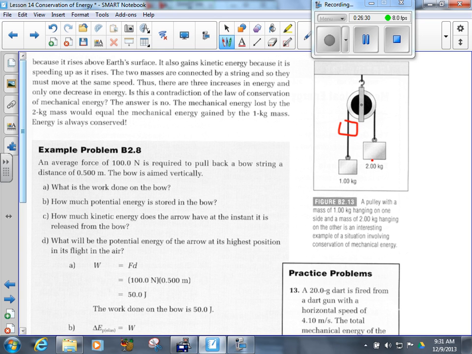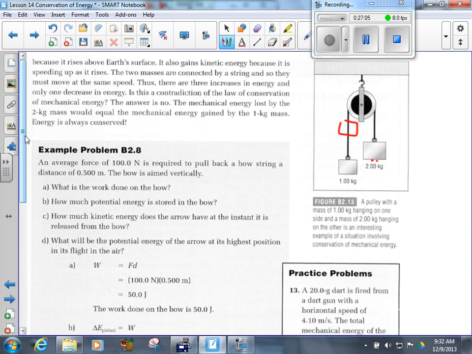Why doesn't the 1 kilogram mass count here in terms of the mechanical energy of the system? Brett? Well, not only is it not moving, but it doesn't have the potential to fall, does it? If I'm holding the 2 kilogram mass right here, the 1 kilogram mass can't fall. It's going to go which way? Up. When I let go of the 2 kilogram mass, the 1 kilogram mass will rise. The 2 kilogram mass will pull it.